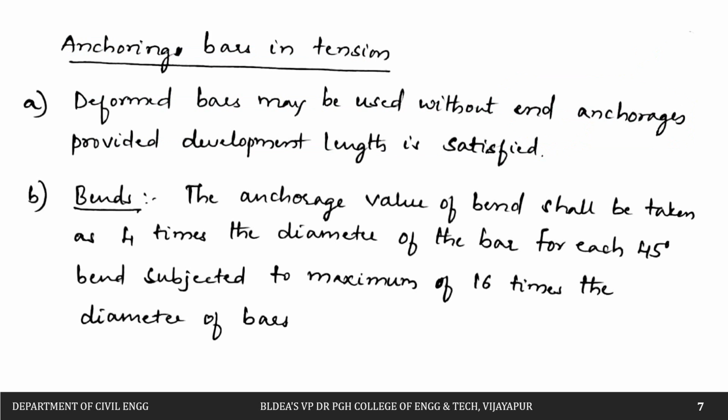Then next, if we are going to provide bends, the anchorage value of a bend shall be taken as 4 times the diameter of the bar for each 45 degrees. Right? If you have one bar which is bent at an angle of 45 degrees, then we have to use 4 times the diameter of the bar. So for 90 degrees it will be 8 times the diameter of the bar, and for 135 degrees it is 12 times the diameter of the bar, subject to a maximum of 16 times the diameter of the bar.